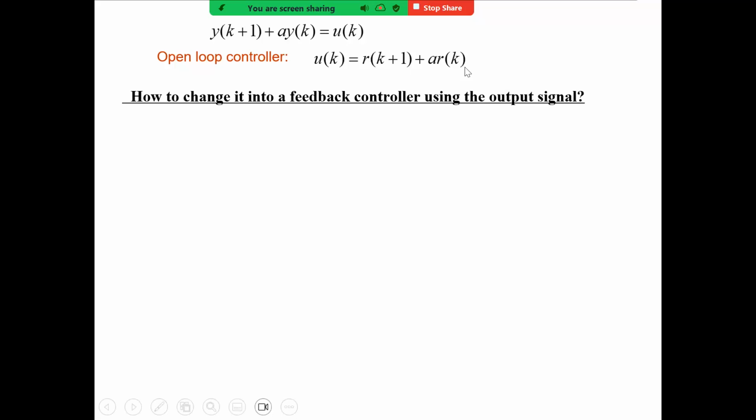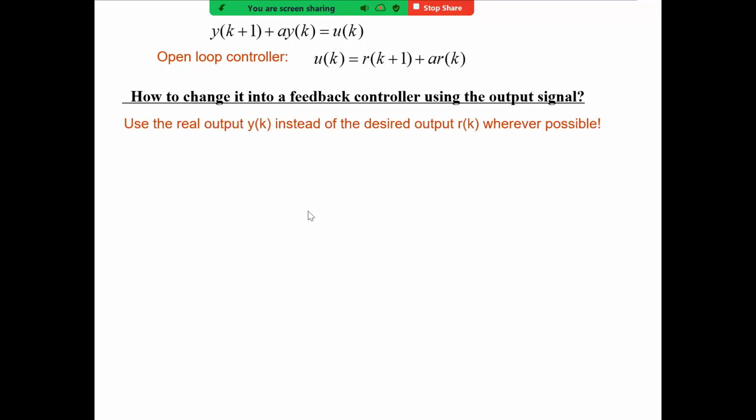R(k+1) or R(k)? Can you replace R(k+1) by Y(k+1)? Or can you replace R(k) by Y(k)? Which one? Of course, only R(k) can be replaced, right? Yes, I use the real output instead of the desired output. Well, let's just make that change. Let's just make this one change here. Replace R with the output.